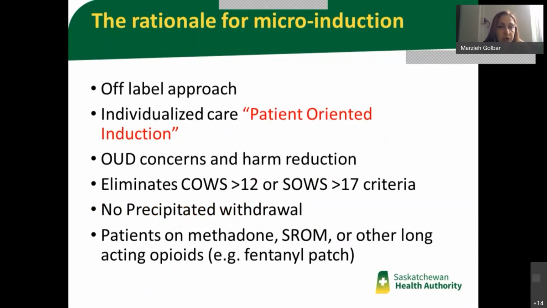Well, it's an off-label approach, and the people who conducted the first study about the Burns method call it patient-oriented induction. That's my favorite term. When there are OUD concerns and harm reduction concerns, or concerns with the fact that the patient has to be in withdrawal when they start regular induction with Suboxone, with COWS of 12 and the cells of 17, that might be really scary for some patients. That's when they use the microinduction. It does not have precipitated withdrawal. Yes, there will be some, but not as bad. And it could be used for patients on all kinds of opioids.